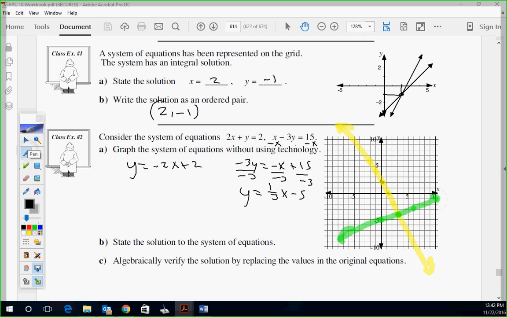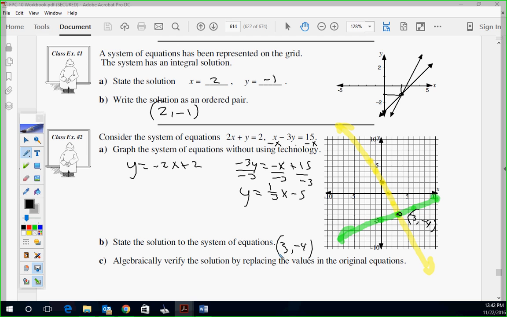Okay, and as Logan just said right there, (3, -4) is your solution. So you state that right here. Algebraically verify, so that means to plug it back in like we did before. So we're going to plug this x and y into both equations, and remember that should come out equal.